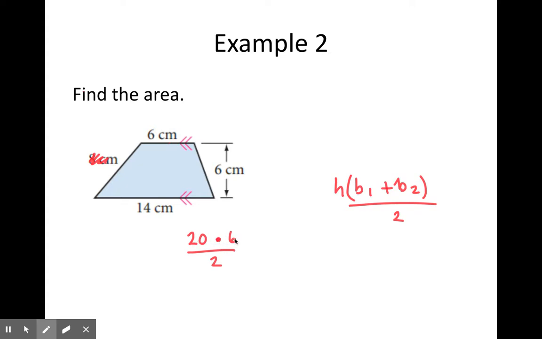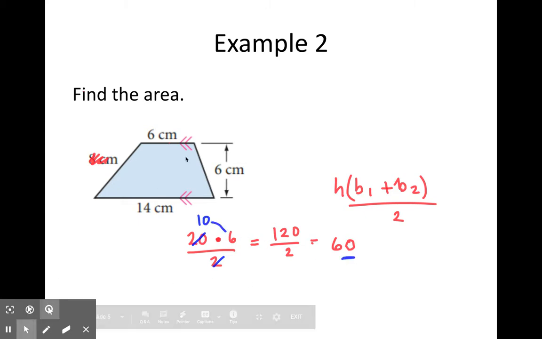You could multiply 20 times 6 first. Sometimes that's a harder number to do in your head. Then divide by 2. Or you could go back and divide one of these. Usually I pick the highest number and cut it in half once. But don't cut them both in half, because that's technically not right. You can only cancel one of them. So then we get 10 times 6, which is also 60.